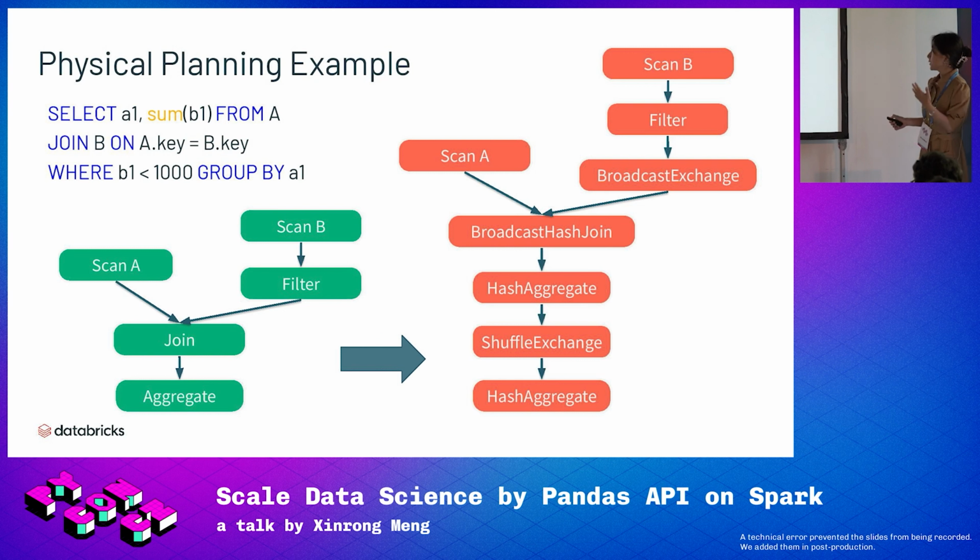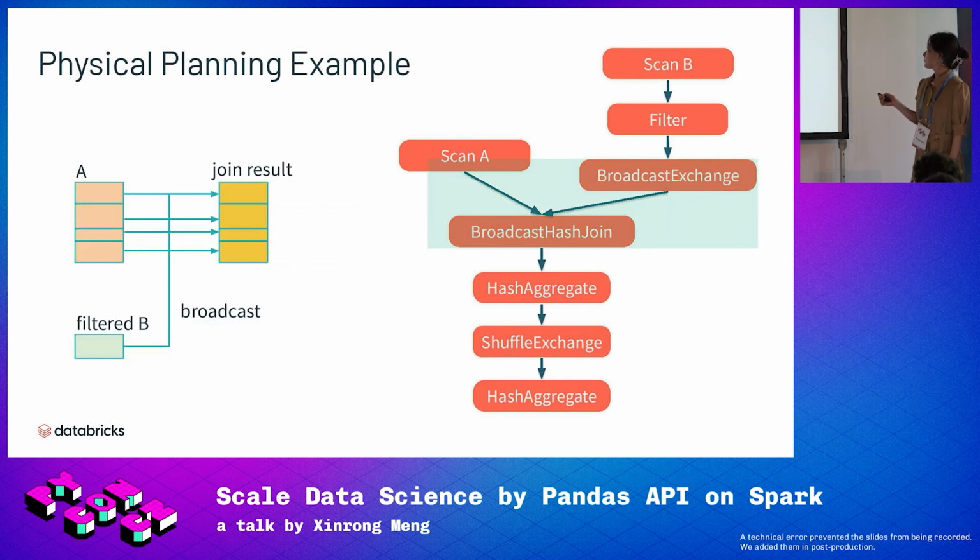And we notice that there are 2 hash aggregates. The one before the shuffle is the partial aggregation. The one after is the full aggregation. So full aggregation means that all the values of one key need to be on the same machine in order to do the aggregation.